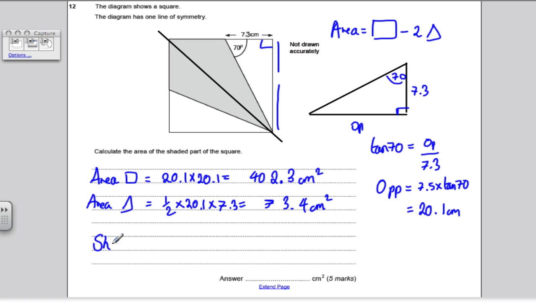So the shaded must be the area of the whole square, which is 402.3, subtract 2 times 73.4, and you get the answer approximately 255 centimeters squared. So we get the answer 255 centimeters squared for the shaded area, this here.